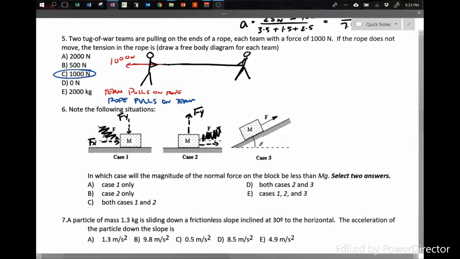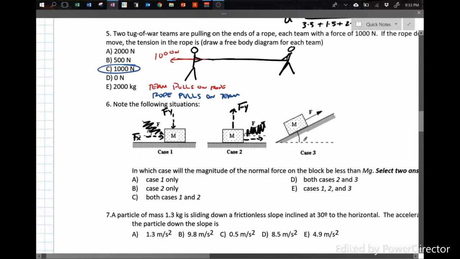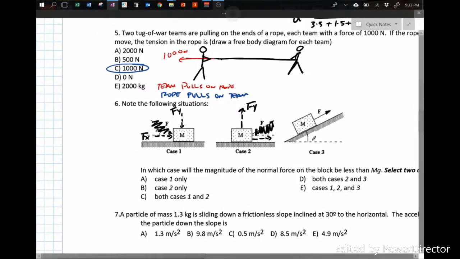Case 3 is going to be a little trickier, and we'll come back to that. I want to look at case 1 and case 2 right now. Overall, we want to determine what the normal force on these blocks is going to be. So normal force, go ahead and finish out that free body diagram, is going to be an upward force on the block from the surface.